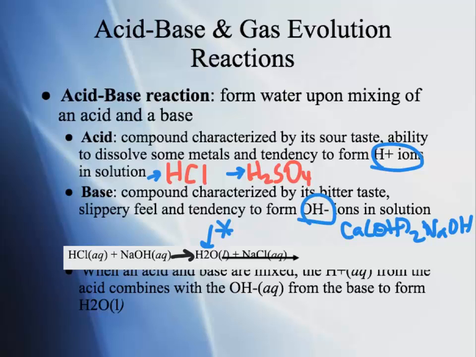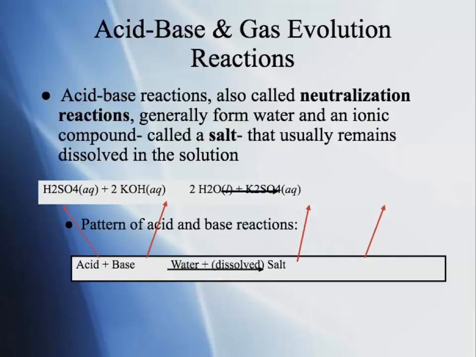All right, so let's take a look at these. Acid-base reactions are also called neutralization reactions, generally forming water and an ionic compound called a salt that usually remains dissolved in the solution. So we can see here that we've got our acid, H2SO4, sulfuric acid, and our base, potassium hydroxide, reacting to form water, H2O, and our salt. A salt just means an ionic compound.